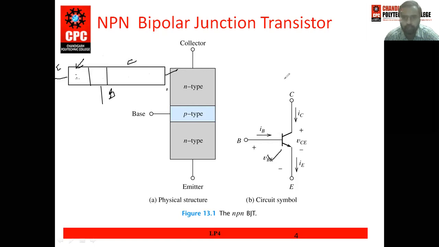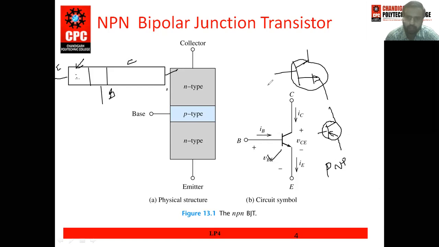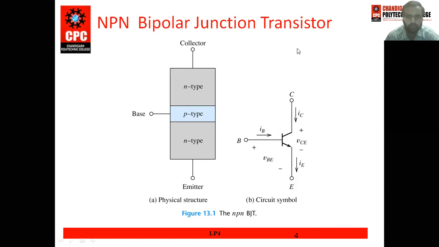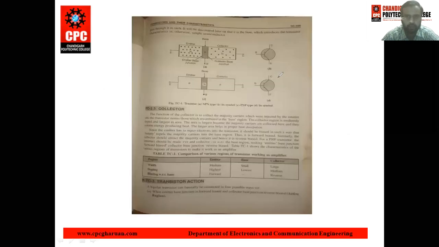This is the symbol of your NPN transistor. In the NPN transistor, the arrow points on the outer side, and in the PNP transistor, the arrow points on the inner side. This is your PNP transistor and this is your NPN transistor, as shown in your figures. This is a basic image of both.